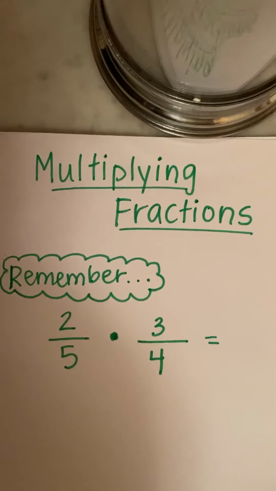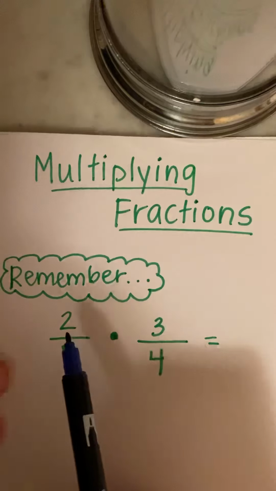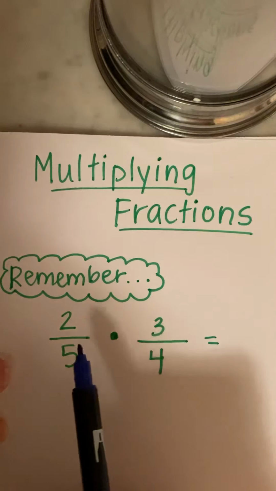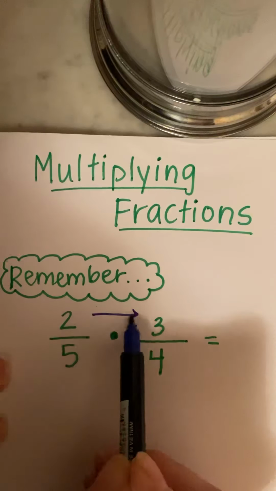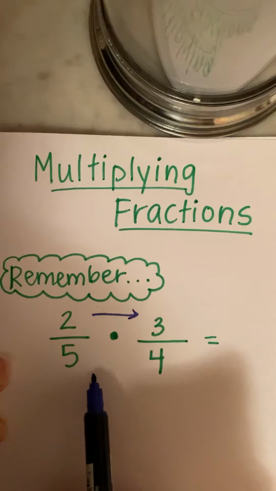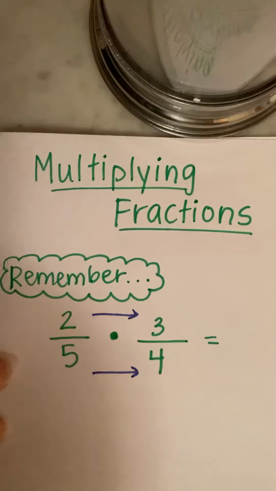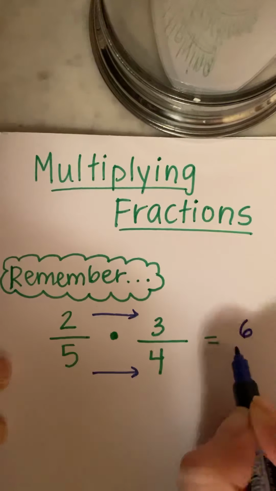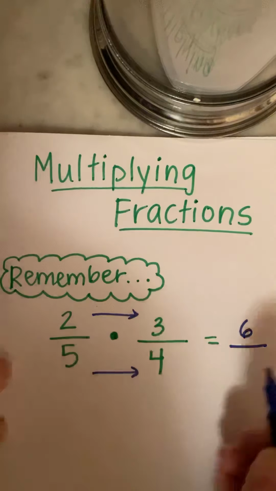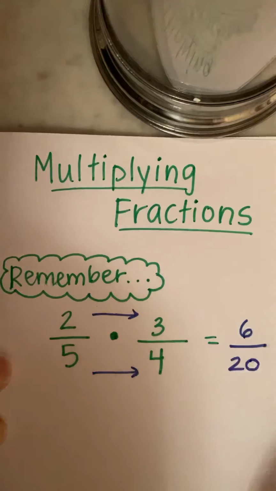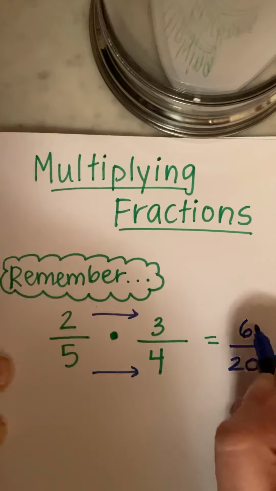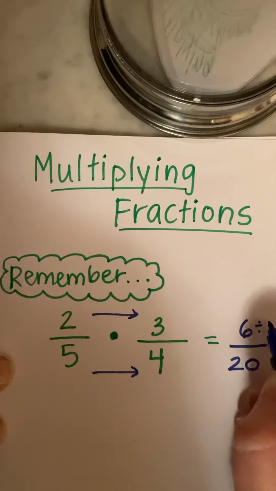Okay, so when we multiply fractions, we have 2/5 times 3/4. Remember, this is easy peasy. We just go straight across, numerator times numerator, denominator times denominator. So 2 times 3 is 6. 5 times 4 is 20. So I have 6/20, and then I can simplify that by dividing both by 2.